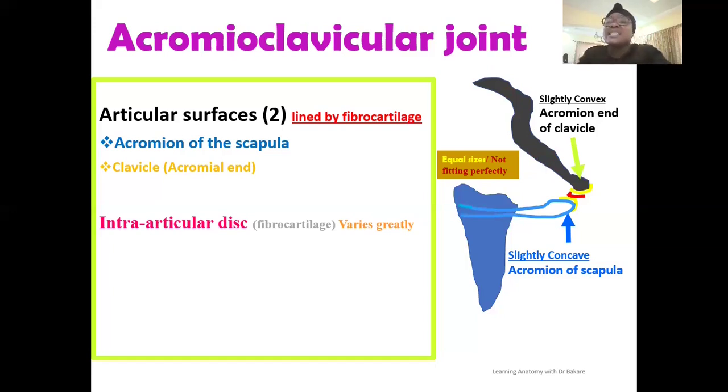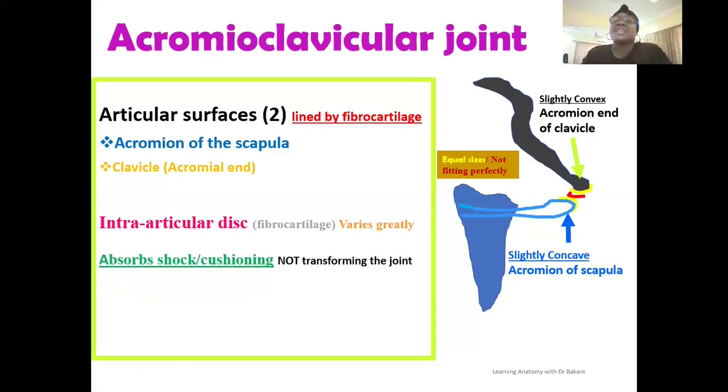It is also seen to vary in size. In some individuals, it may be bigger, while in some, it may be smaller. Also, within an individual, on the right side and on the left side, it varies. So you can see that it varies greatly between individuals and also within individuals. And in the acromioclavicular joint, it is seen to help absorb shock and create a cushioning effect. This is the function that it exhibits around the space.